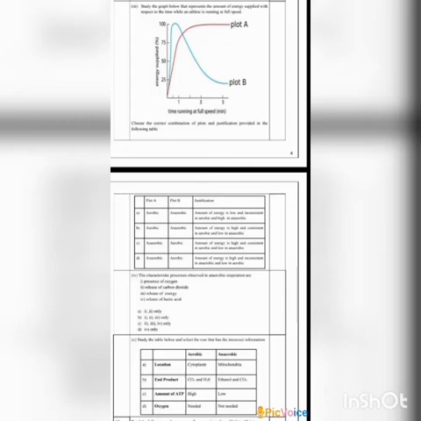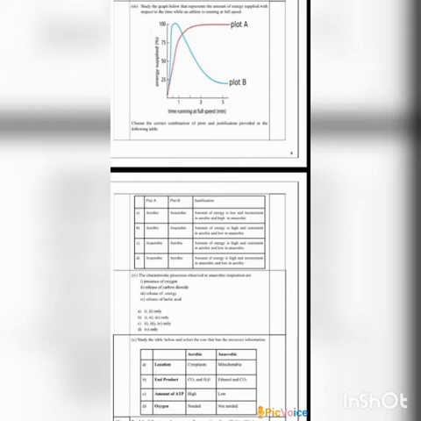Sub-question 3. Study the graph below which represents the amount of energy supplied with respect to the time while an athlete is running at full speed. Choose the correct combination of plots and justification provided in the following table. A graph and table is given. You have to choose the correct one. What will be the answer?